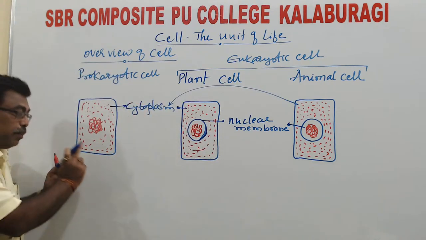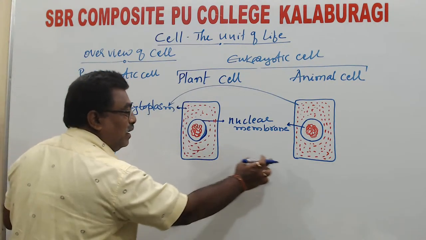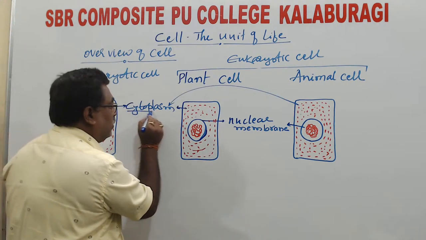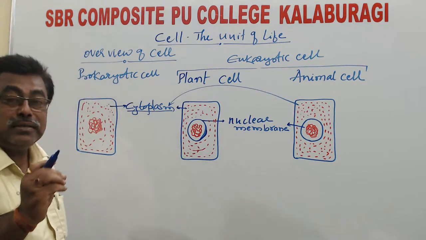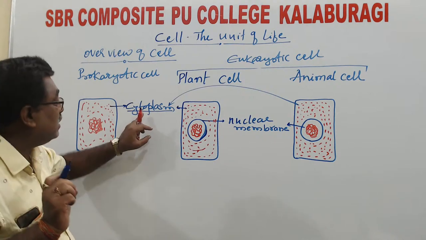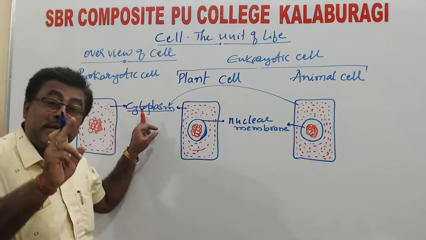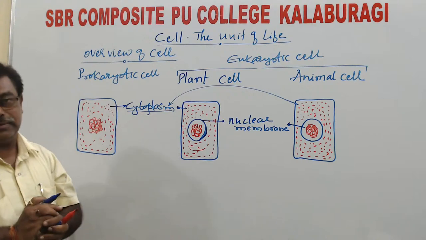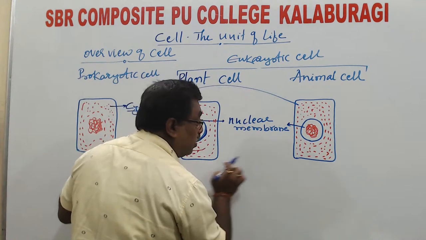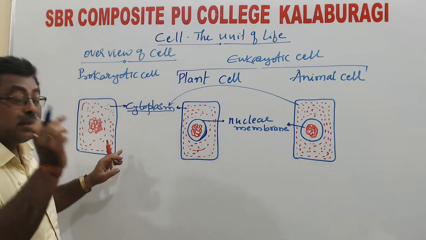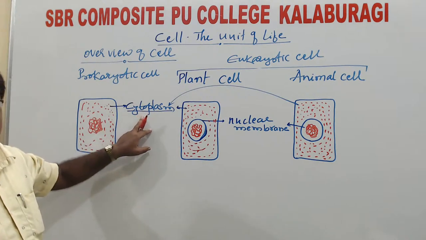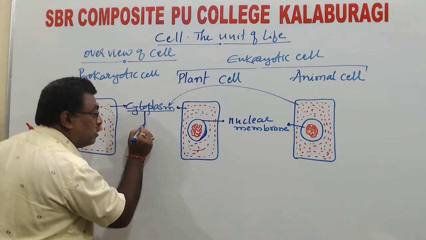Along with this, in both the prokaryotic cell as well as the eukaryotic cell, a homogeneous gel material is present. That gel material is called cytoplasm. In both the prokaryotic cell as well as the eukaryotic cell, the gel material is present. That gel material is called cytoplasm.